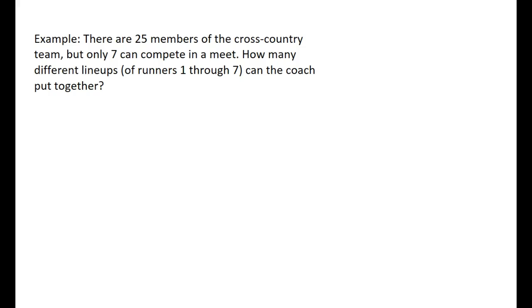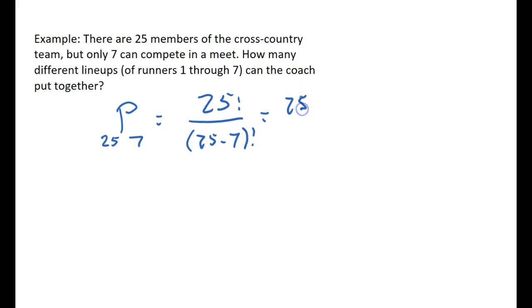Alright, so here's an example from sports. There are 25 members of the cross-country team, but only 7 can compete in a meet. How many different lineups of runners 1 through 7 can the coach put together? So the order is important because we're doing the first runner through the 7th runner. So we're going to have permutations of 7 out of 25. That's 25 factorial over 25 minus 7 factorial, which is 25 factorial over 18 factorial.